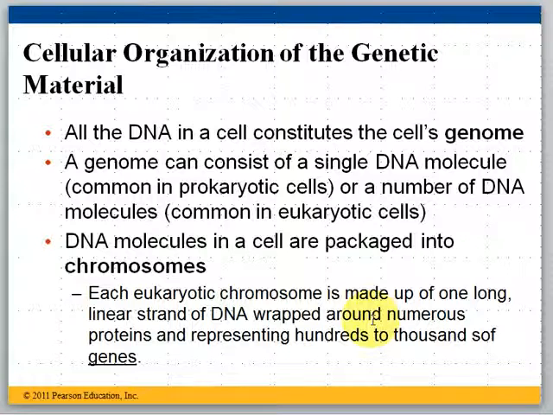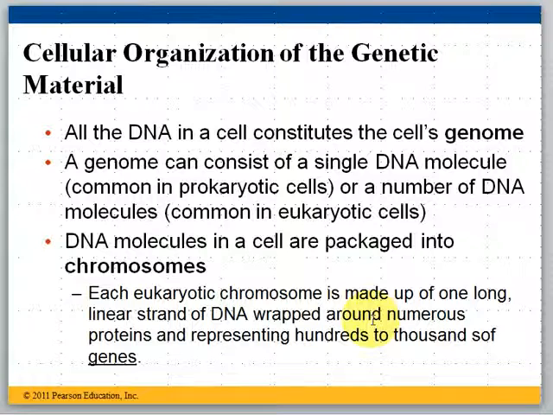The DNA molecules that are within the nucleus, within the cell, are basically packaged in something that we call chromosomes. So that thin strand of DNA is going to be called a chromosome, and different types of species of animals and living creatures have different numbers of chromosomes. Each eukaryotic chromosome is made up of one linear strand of DNA wrapped around a number of proteins. And we'll see a picture of that coming up.